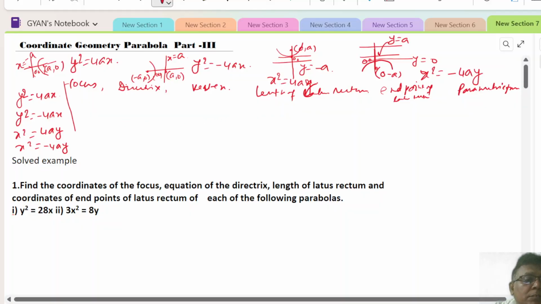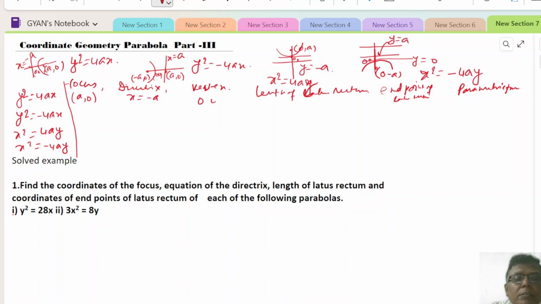So what is the focus? Focus will be (a, 0), directrix x = -a, vertex (0, 0), length is 4a, end points are (a, 2a) and (a, -2a). Parametric equations are y = 2at, x = at².